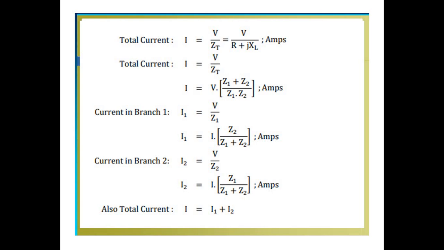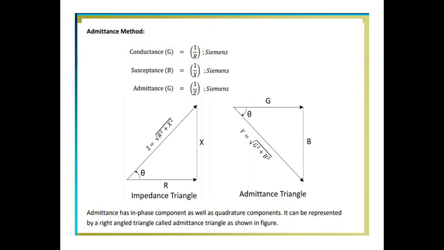Branch current I1 is equal to V divided by Z1. That means, using the current division formula, total current into the opposite resistance divided by the sum of resistances. In the same way, for branch 2, I2 is equal to V divided by Z2, and I2 is equal to total current into the opposite resistance divided by the sum of resistances. Also, total current I is equal to I1 plus I2.